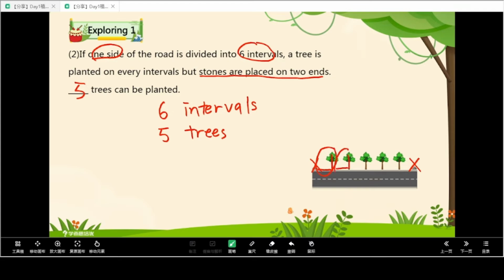We got 1 and 2 and 3, 4, 5, and there is an interval left here. So that means the number of intervals is larger than the number of trees. So when we need to calculate the number of trees, we can just use the number of intervals, that is 6, minus 1 equals to 5, because the number of intervals is larger. So we need to minus 1 to get the number of trees.